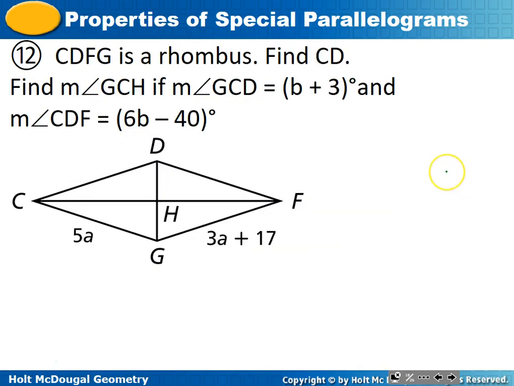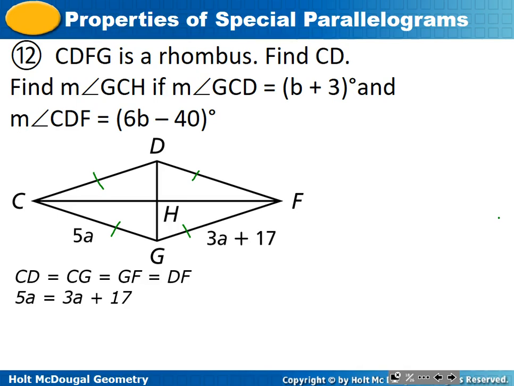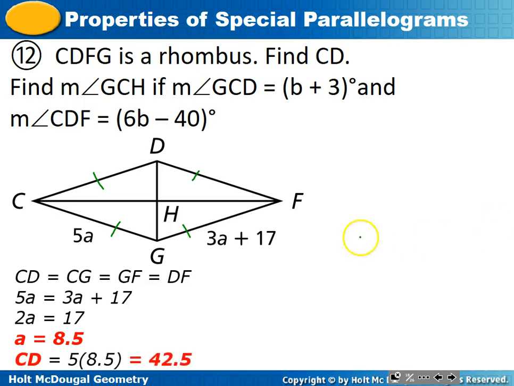All right, so number 12 says GDF is a rhombus, find CD. Once again, we know that all of our sides are congruent, so we can set some sides equal to each other to solve for CD. So when we do that, we subtract 3A from 5A, that gives us 2A. Divide 2 into 17, that's 8.5. Then we're going to plug that 8.5 back in. Doesn't matter which one we plug it in, but 5 times 8.5 is a little bit easier. So that's obviously going to be CD. CD is equal to 42.5.